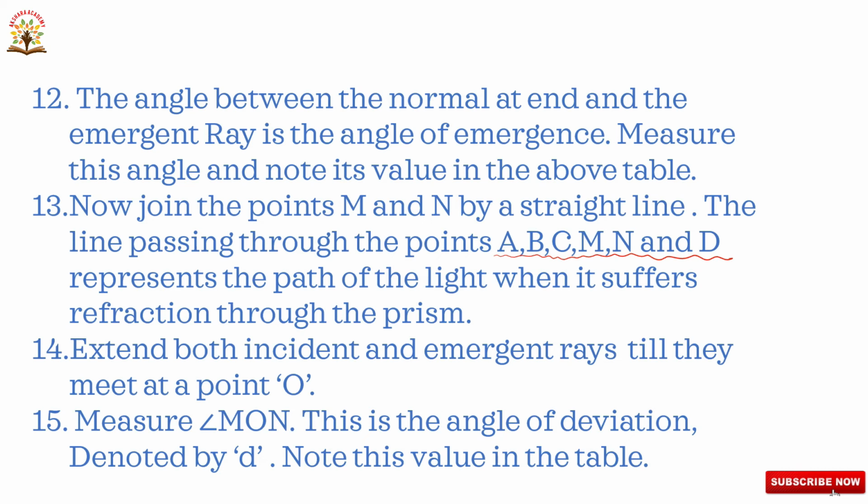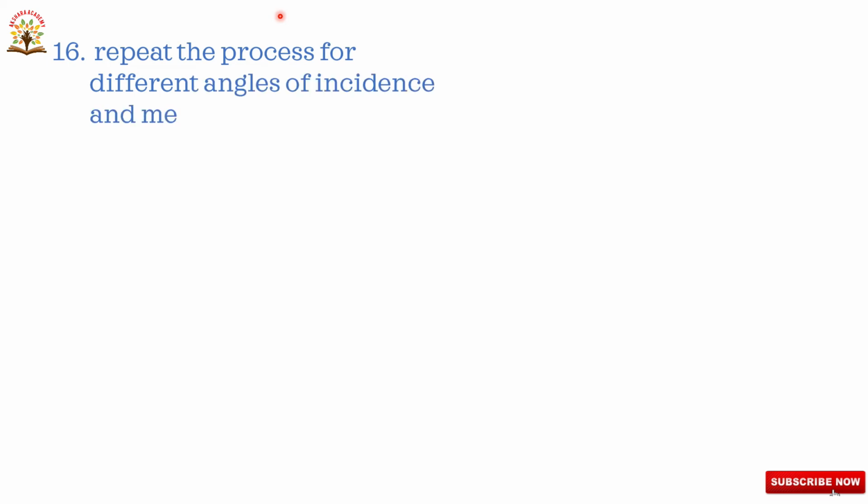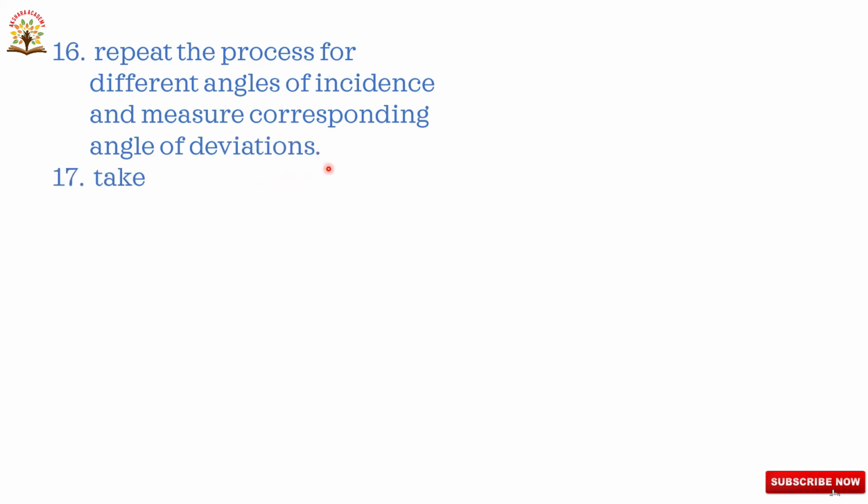Extend both incident and emergent rays till they meet at point O. Measure angle MON. This is the angle of deviation. It is denoted by the letter D. Note this value in the table. Repeat the process for different angles of incidence and measure the corresponding angles of deviation.